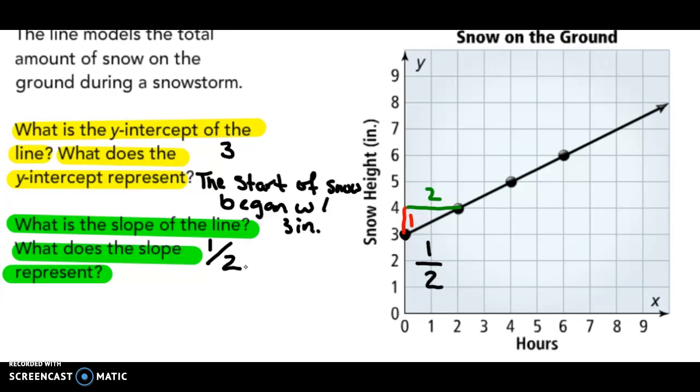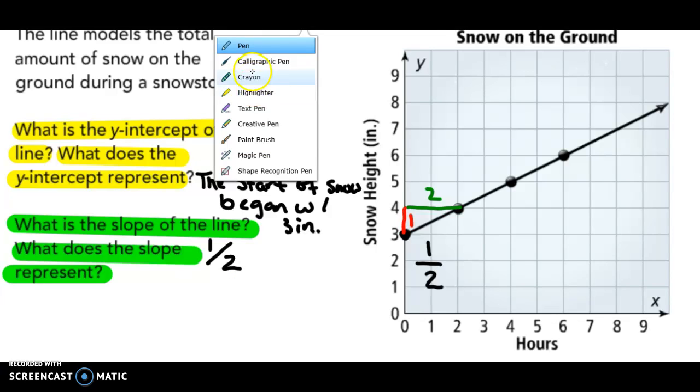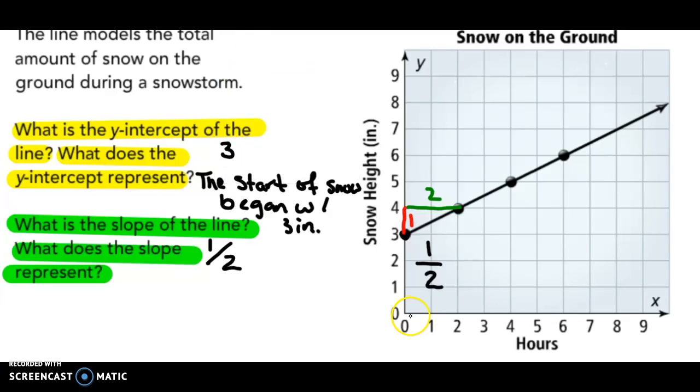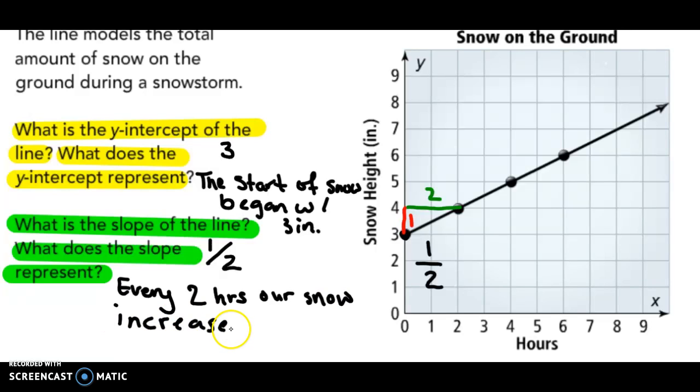Well, what does the slope represent? It represents the fact that every 2 hours, our snow increases by 1 inch.